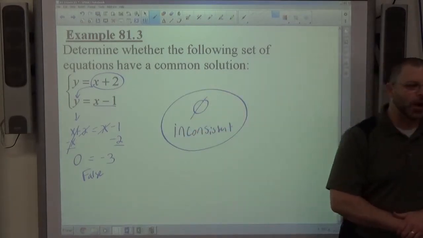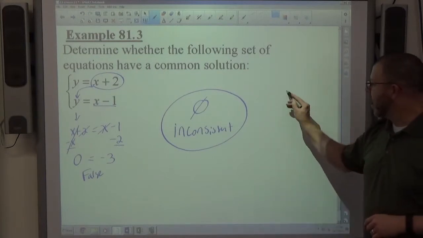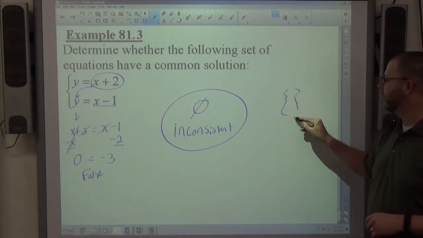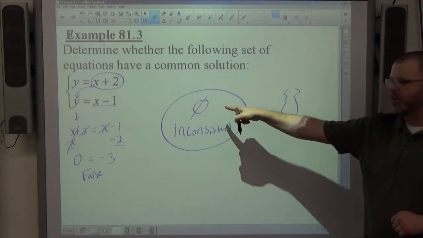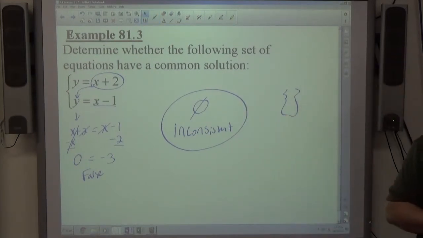That's what I'm looking for on these problems. When it asks, is there a common solution, I want you to tell me what type it is, consistent independent, consistent dependent, or inconsistent, and then tell me what the answer is. For inconsistent, it's going to be empty set. A set of empty set brackets is another way to write empty set if you wish. I prefer the 0 with a slash, so it's a lot easier to write, but if you really want to, you can do the empty set, for instance, like that.